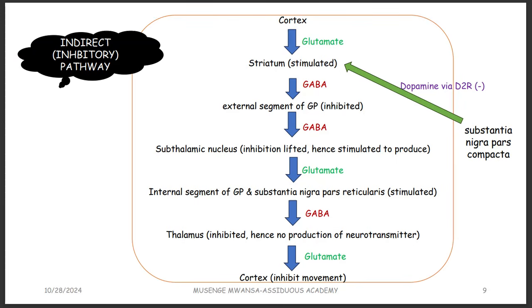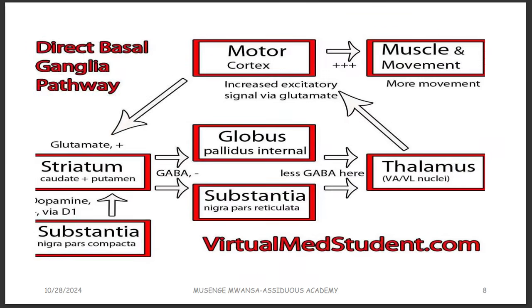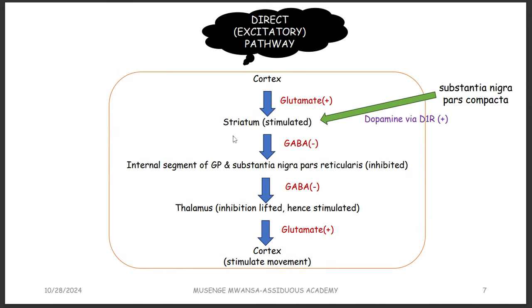Okay, so that was the direct pathway. The direct pathway, remember, leads to movement, but the indirect pathway inhibits movement. So what happens in the indirect pathway is that we introduce one more thing. We are actually introducing not one but two. The two that we are introducing come just after the striatum.